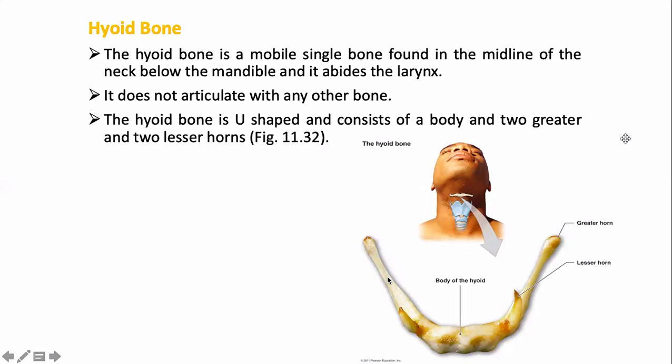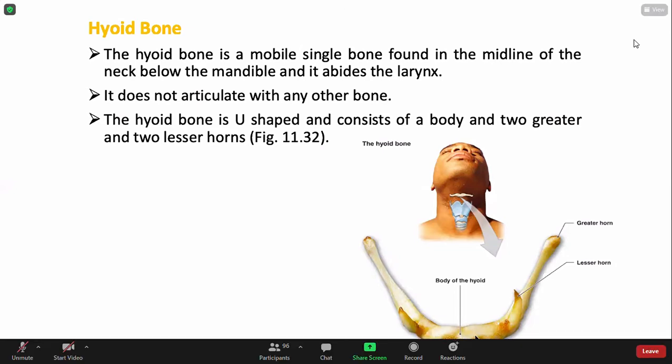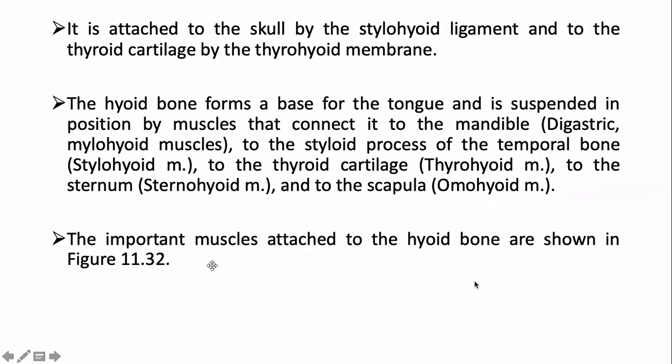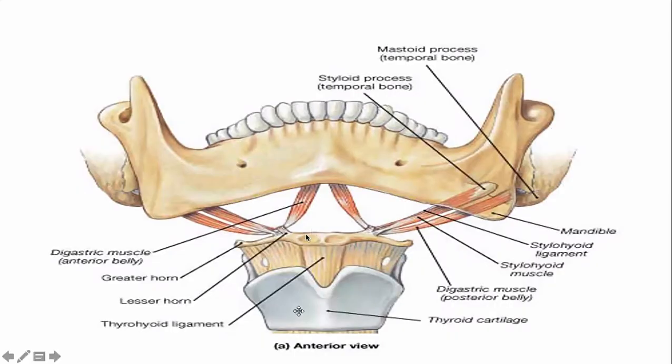It consists of a body. This is the body of the hyoid bone. Two greater and two lesser horns. It is attached to the skull by the stylohyoid ligament and to the thyroid cartilage by the thyrohyoid membrane. This is the hyoid bone.